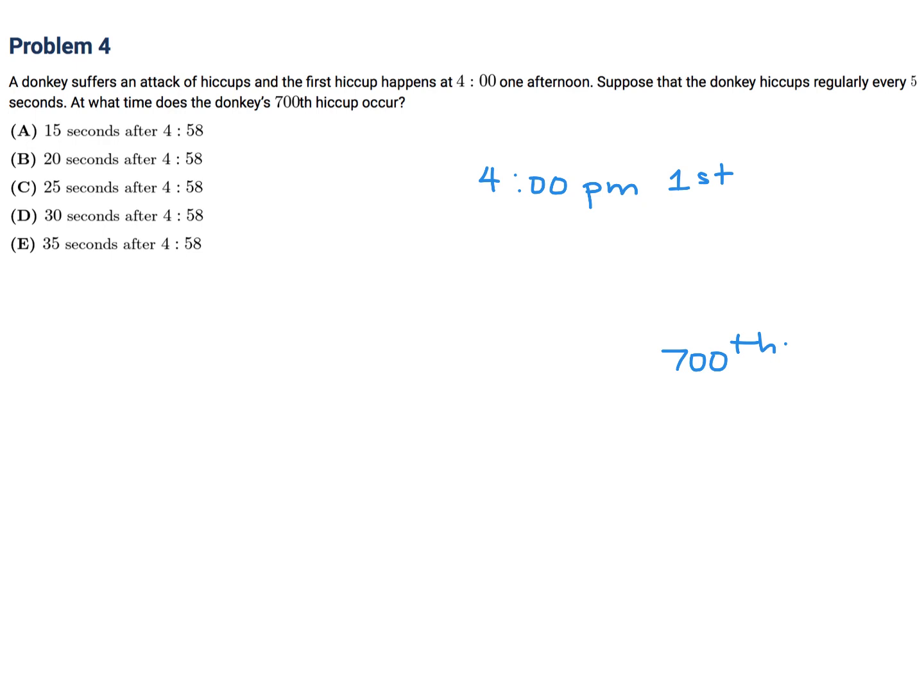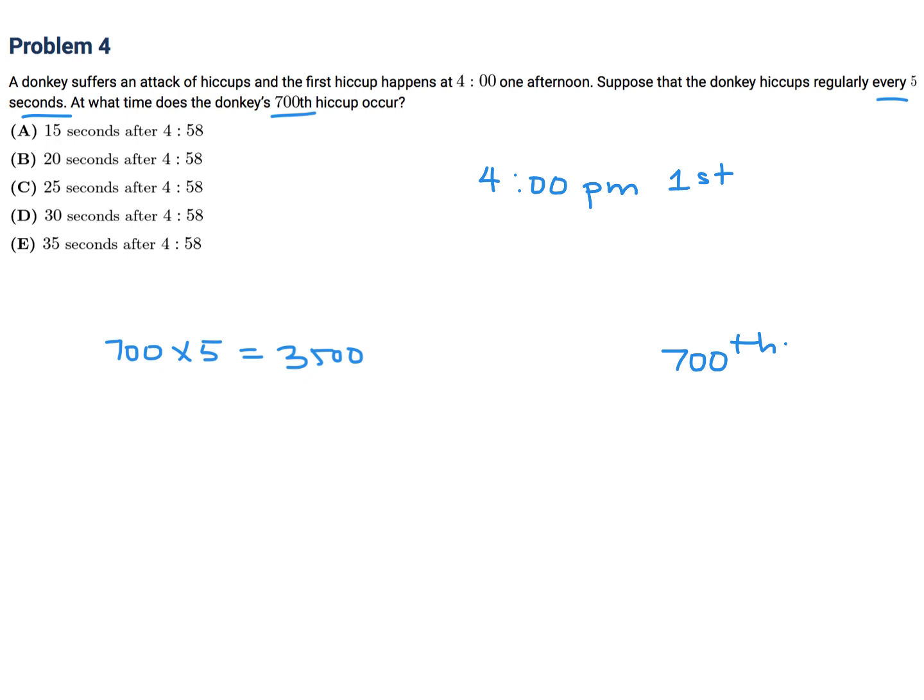Okay. So this question has something you need to catch at the end, and I'll explain it. So first, let's just do the math here. We have 700 hiccups, and each hiccup happens every 5 seconds. So 700 times 5 is a total amount of time, and that's 3,500 seconds. And then we have to figure out this in minutes.